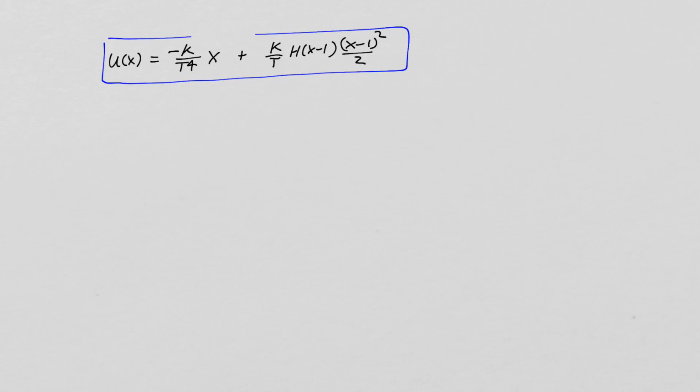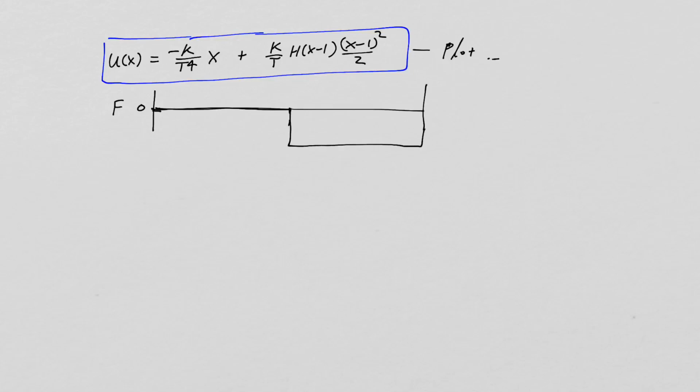That's our final answer. So I think now it's worth, we need to plot this. We need to come up with what our understanding of it. So here's what we know so far. We have an applied force. So I'll plot the applied force above it. And we know the applied force is 0 until you get to 1, and then it drops down to negative k. So this is our applied force.